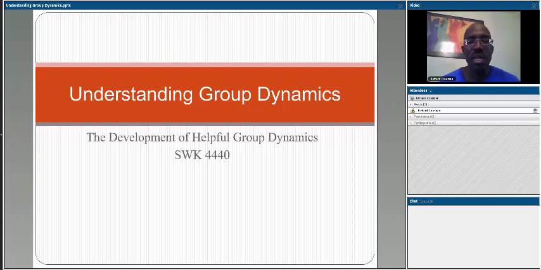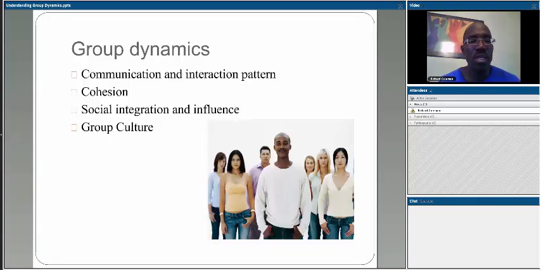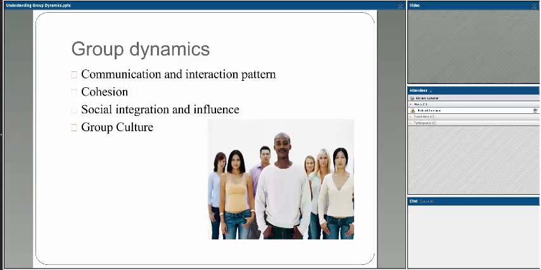Again, this is coming out of chapter 3, so as always, we encourage you to continue to do your readings and to read strategically as you move forward. So when we think about group dynamics, let's think about these particular 4 items. And we're going to spend some time talking about these items as we move through the PowerPoint presentation.